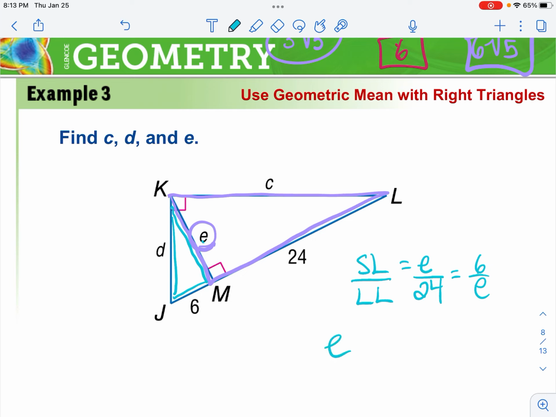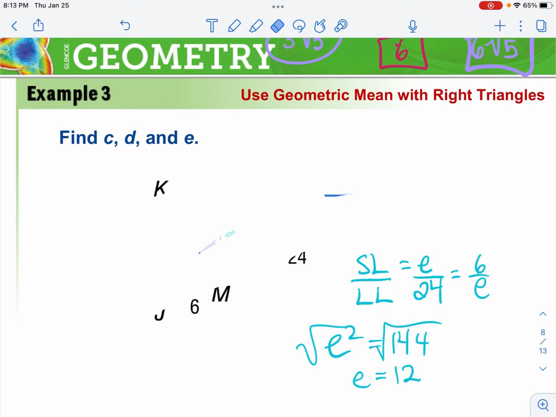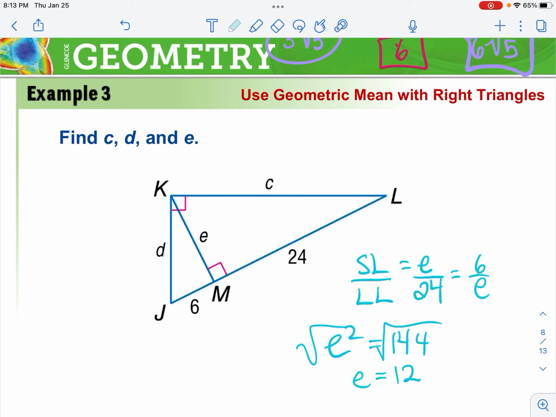So when I cross multiply, I get E squared is equal to 24 times 6, 144. When I square both sides, E is going to equal 12. So that means this will equal 12. Now if I want to figure out the other sides, I'm going to go ahead and erase all of that so I don't get confused. Put that 12 back in.